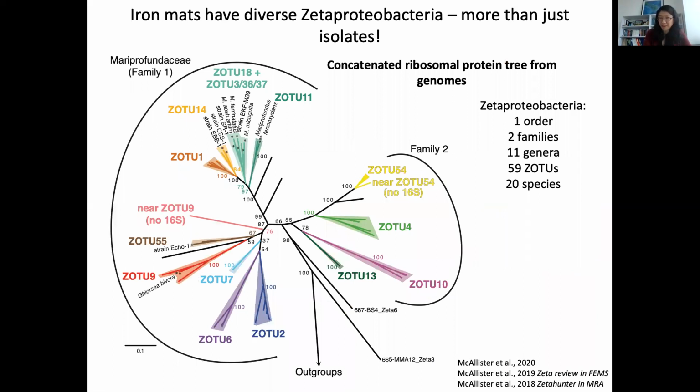From these many samples, we were able to get a comprehensive library of Zetaproteobacteria genomes. And I joke that he should have labeled his dissertation, everything you wanted to know about Zetaproteobacteria, or maybe everything you wanted to know and things you didn't want to know. But what you're looking at here is a concatenated ribosomal protein tree from all of those genomes. And so the Zetaproteobacteria, I'm happy to say, is still a class of Proteobacteria, but the diversity is about order level. And there are two families, family 1 and family 2, comprising about 11 genera, a number of OTUs and species.